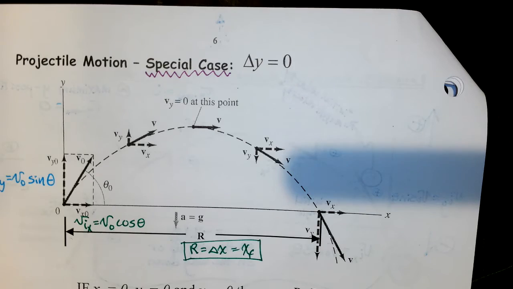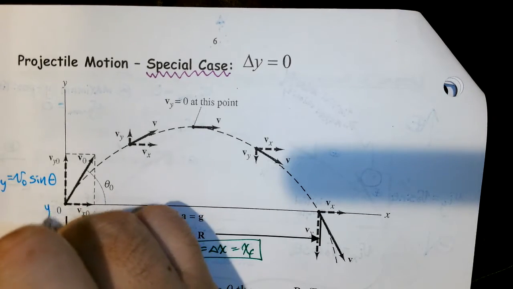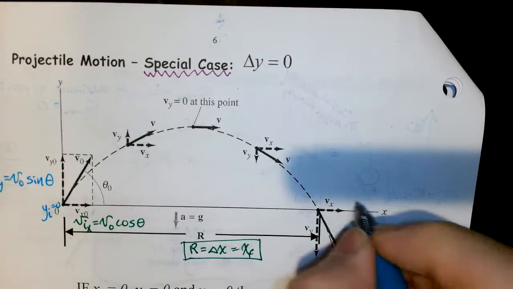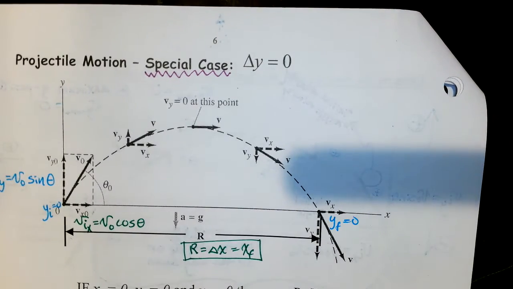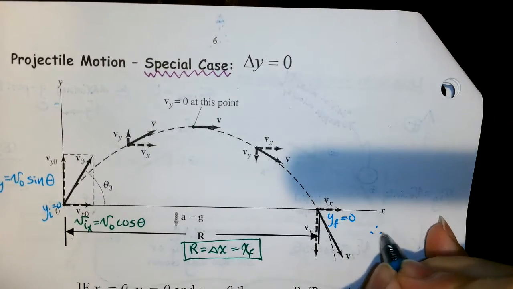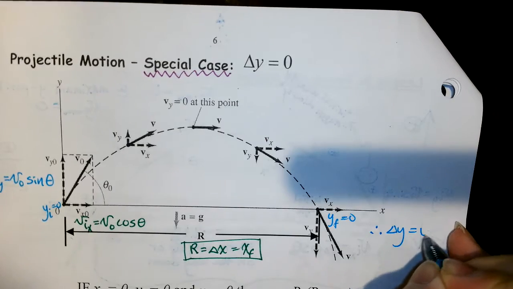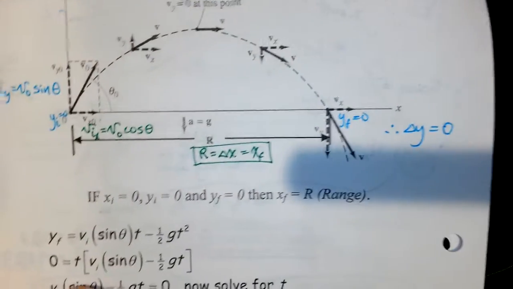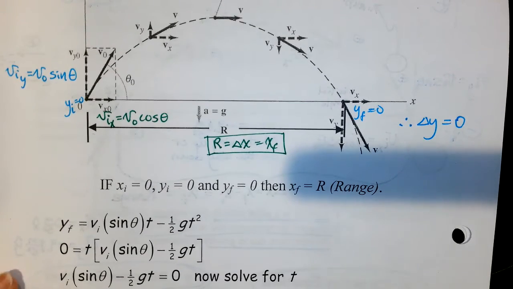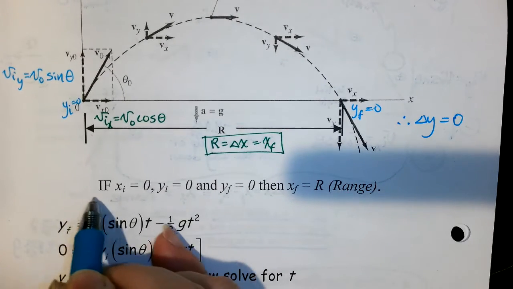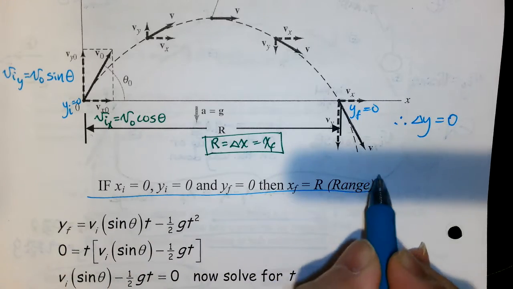So here, we start at 0 height. So Y initial is equal to 0, and so is the Y final. Y final is also equal to 0. Therefore, delta Y is equal to 0. There's no change in height. All right? So these conditions must be true.